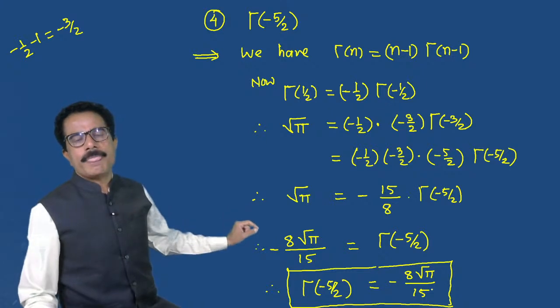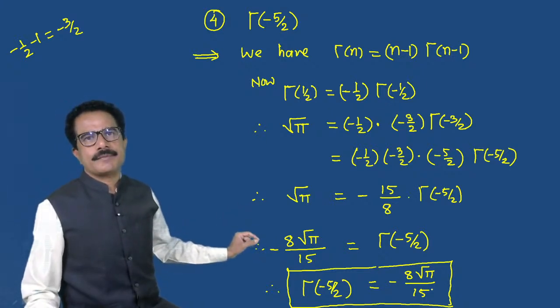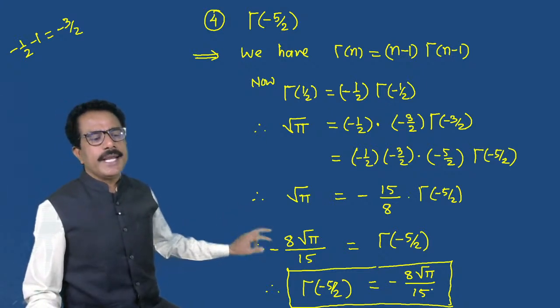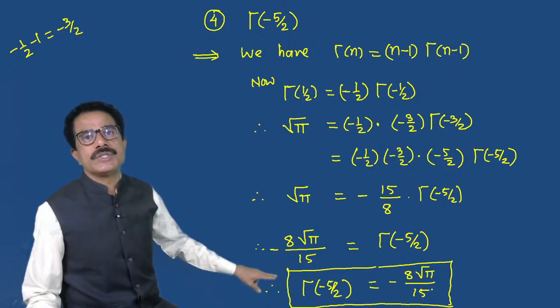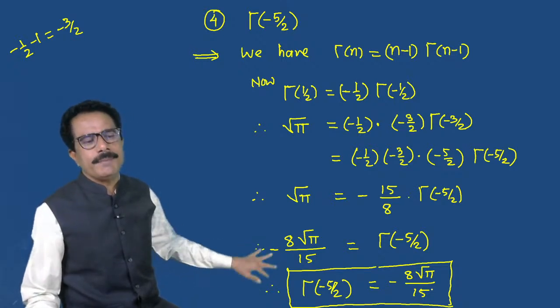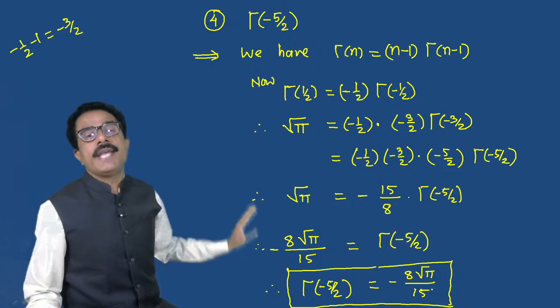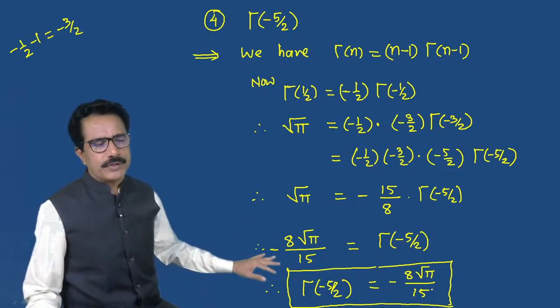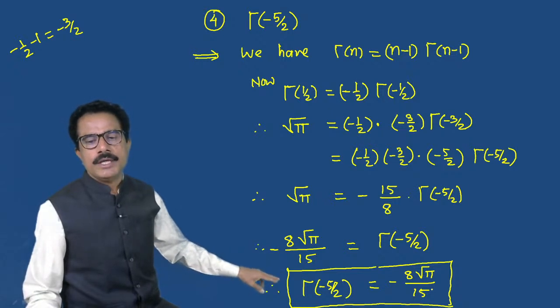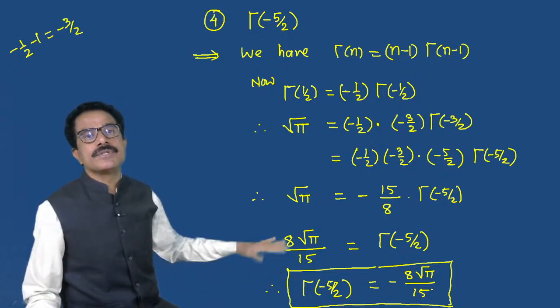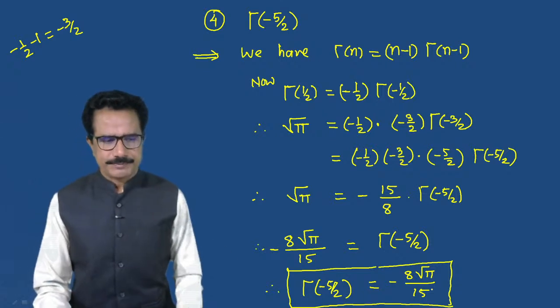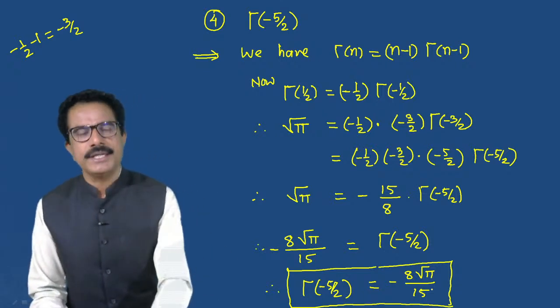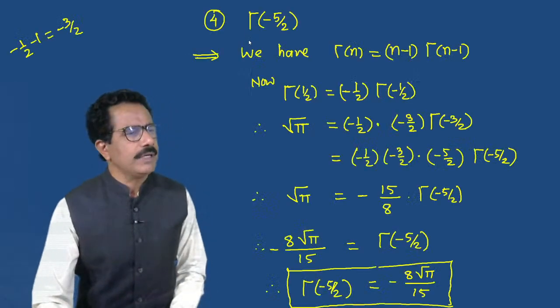That means we can find gamma of any fraction whose denominator is 2, it may be positive, it may be negative, and we can find its value in terms of root pi. So you can calculate this homework.